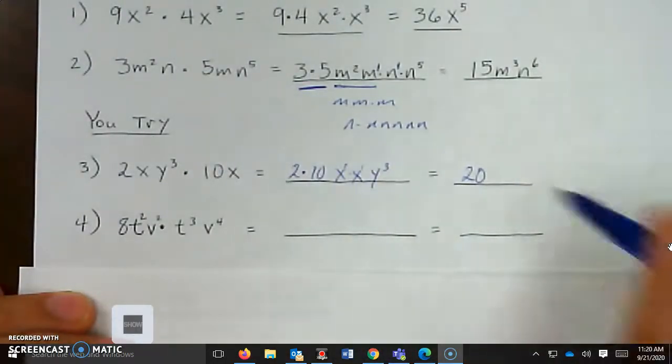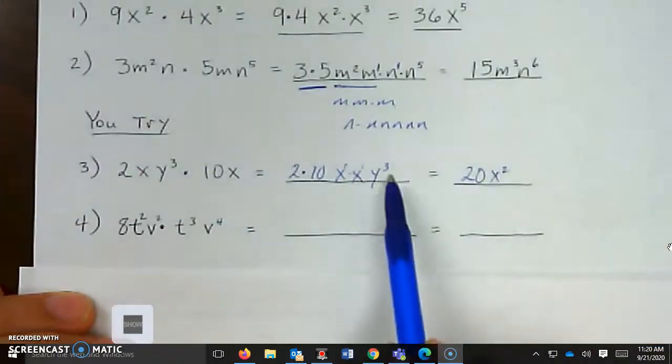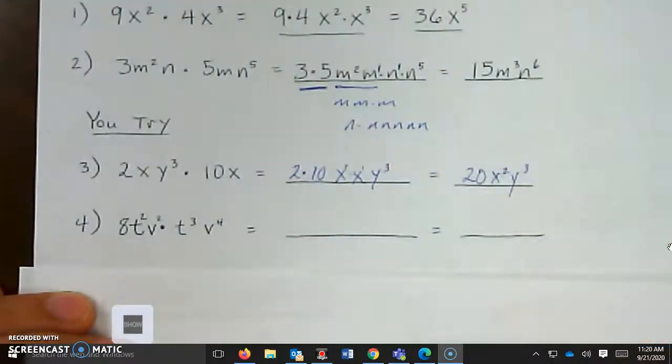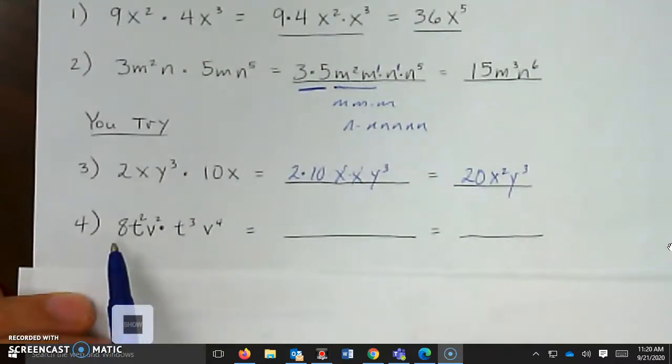Let's just write x to the second power. I'm adding the exponents. That y to the third has no other y. Well, then just bring it over, put it in your answer. So don't worry about little changes like that. And that's why I wrote number 4.